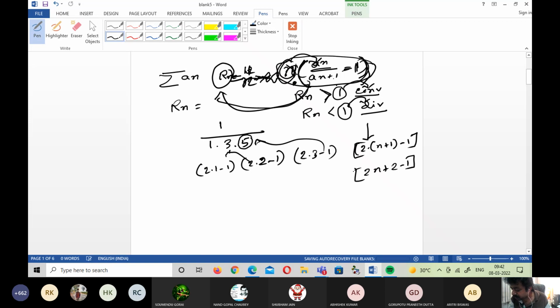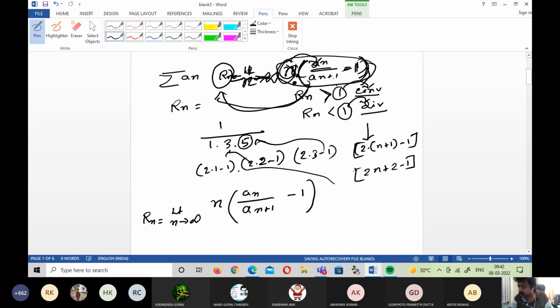This is basically limit n tends to infinity n into an by an plus 1 minus 1. This value you have to calculate as Rn. Okay. This very particular value, if it is greater than 1, the series is convergent. If it is less than 1, the series is divergent. Okay, all of you have written? Sir, what if its value is equal to 1?